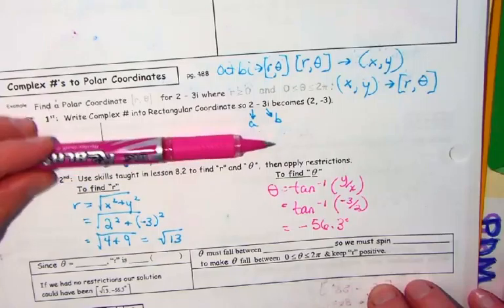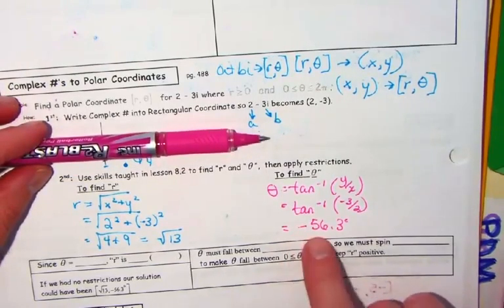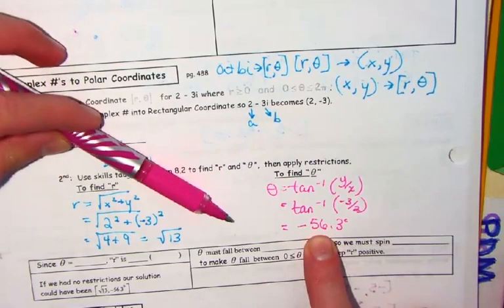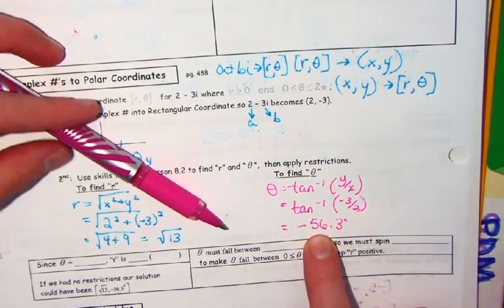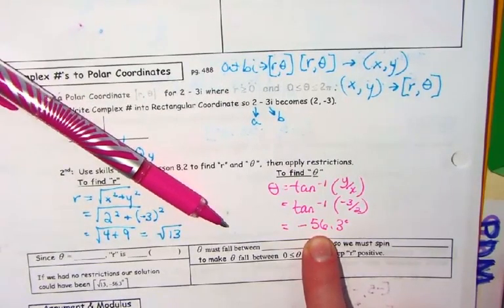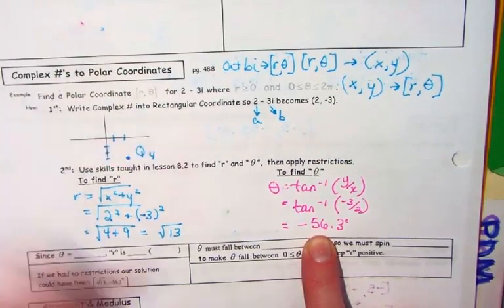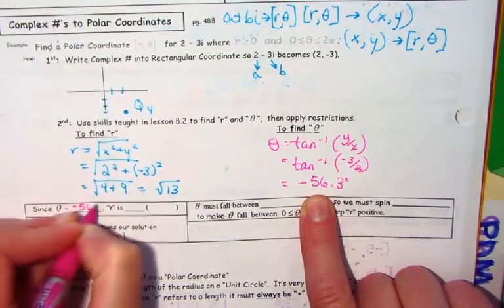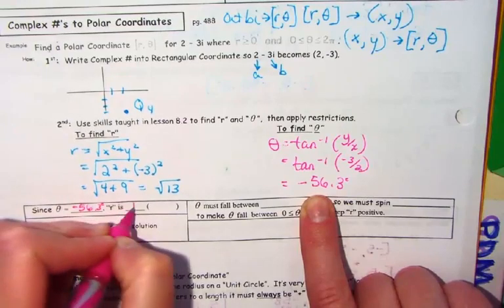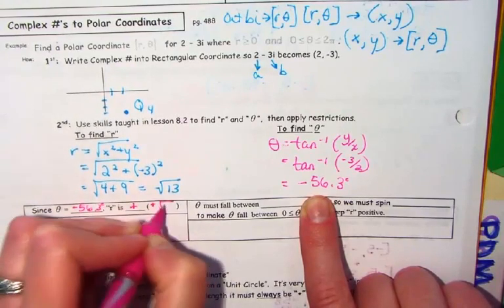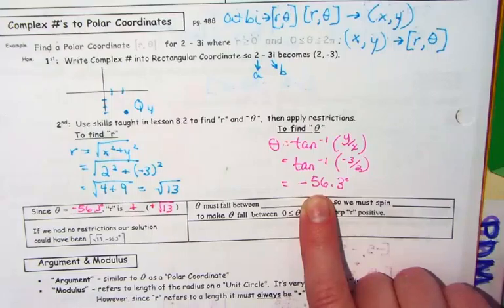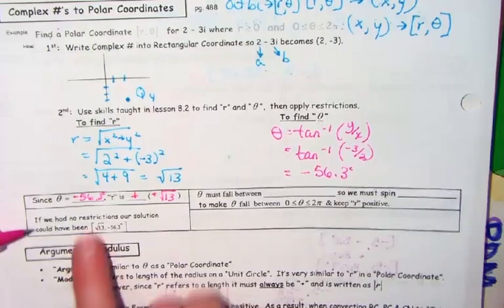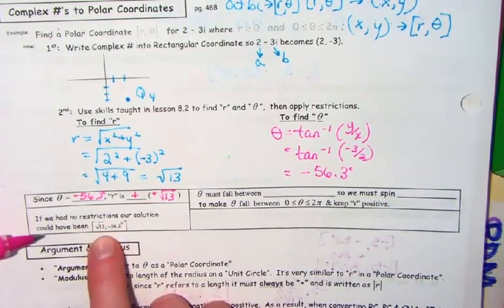I'm going to put my pen into its standard position. Looks like we're moving downward, negative 56 degrees. That puts me looking like this. Am I going to have a positive or a negative radius value? Positive. Awesome. So I'm going to choose a positive root 13. Since our angle is negative 56.3 degrees, our r would be positive. This would work out perfectly if we had no restrictions at all. This could be our solution.